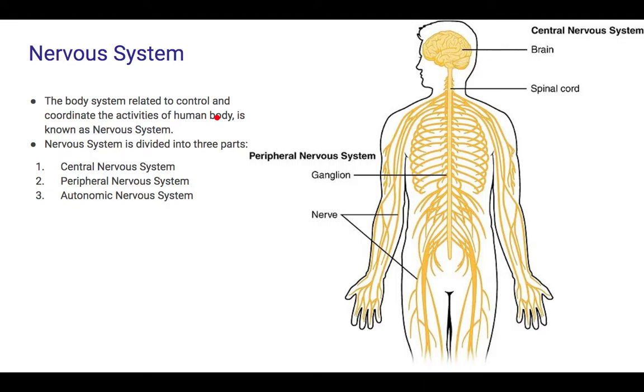And nervous system is divided into three parts: central nervous system, peripheral nervous system, and autonomic nervous system. Now we are going to explain each type of nervous system.